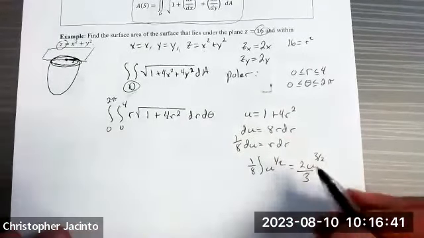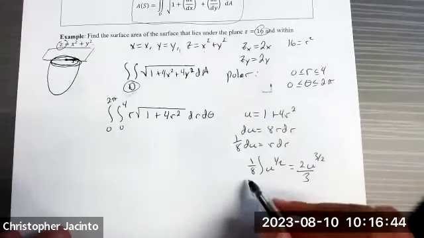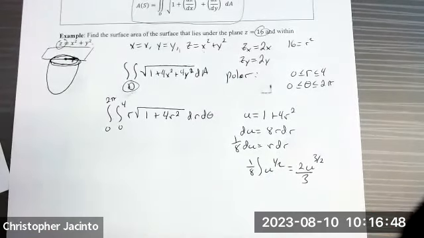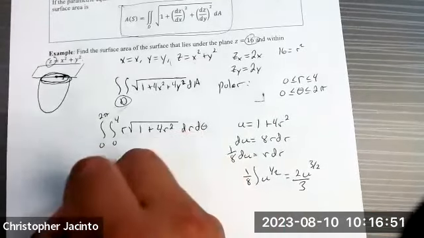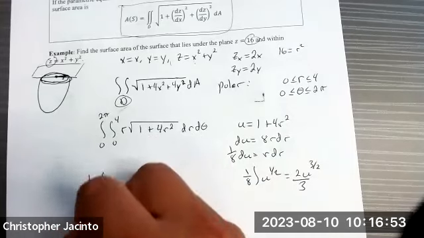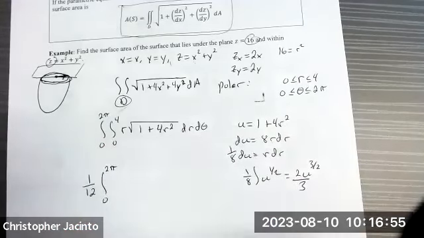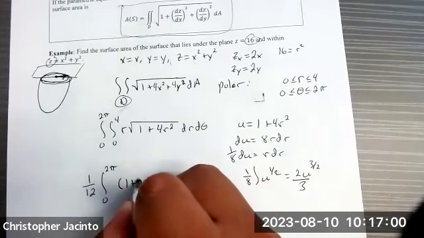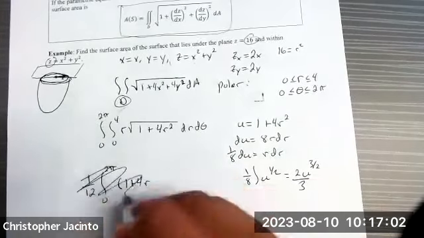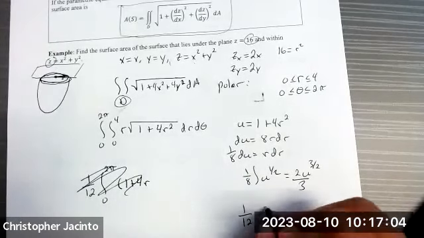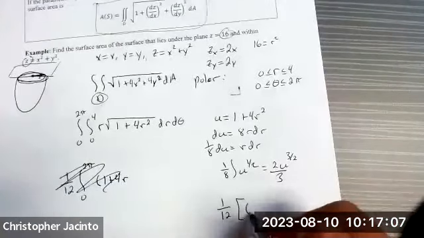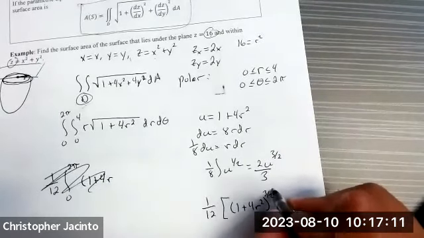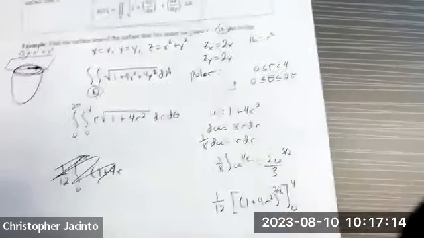This is going to be what? Divided by 2, so that's going to be 4. So it's 1/12, of u, so it'll be 1 plus 4r squared. So it'll be 1/12 times (1 plus 4r squared) to the 3/2 evaluated at 0 and 4.